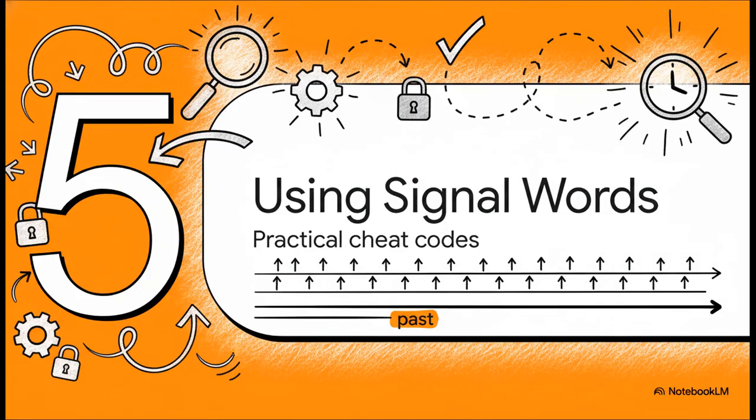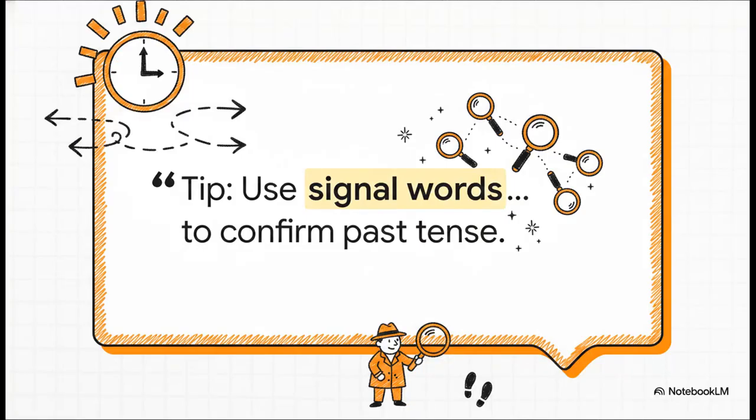Let's wrap things up with Section 5, using signal words. Now, if those irregular verbs felt a little chaotic, these practical cheat codes are going to hand you back total control. The golden rule is this: Use signal words to confirm the past tense. You don't have to rely on the verb form all by itself. These surrounding clues verify beyond a shadow of a doubt that you are in the correct timeline.